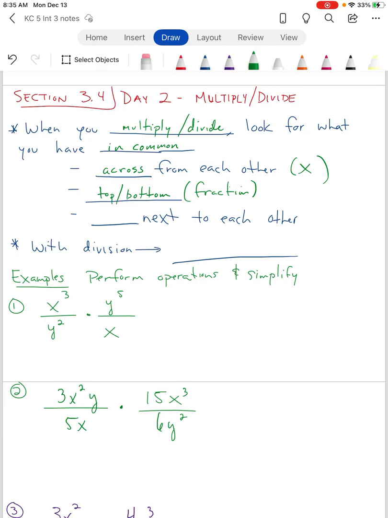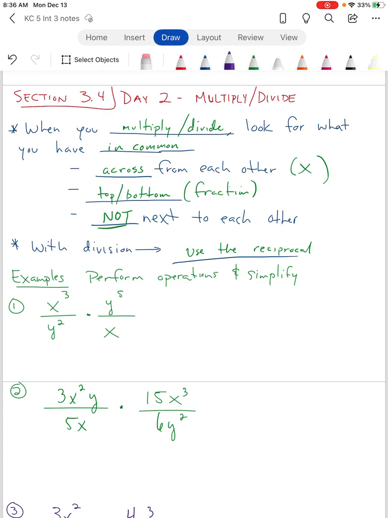Okay, the point of you multiplying or dividing is that you are canceling things out that you have in common. So the ones that are next to each other is not going to be one of them. So not next to each other. Do not cancel those out. Okay, the only thing that you have to remember is that with division, you are going to use the reciprocal. And if you remember, the reciprocal just means that you are flipping your fraction.